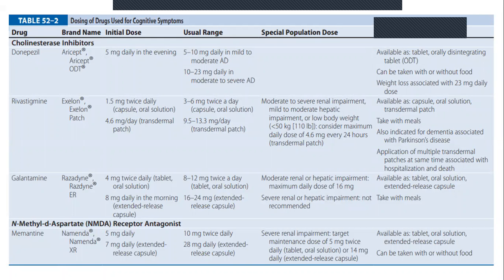So here there is a table which is showing different drugs. Donepezil, rivastigmine, galantamine. Donepezil is available in the brand names Aricept and Aricept ODT, at 5 mg daily in the evening as a daily dose. For mild to moderate, we can increase the dose to 10 mg daily. For moderate to severe Alzheimer's disease, we can increase it to 10 to 23 mg daily.